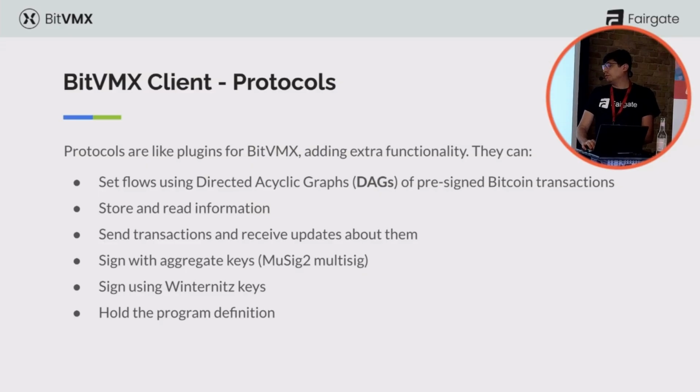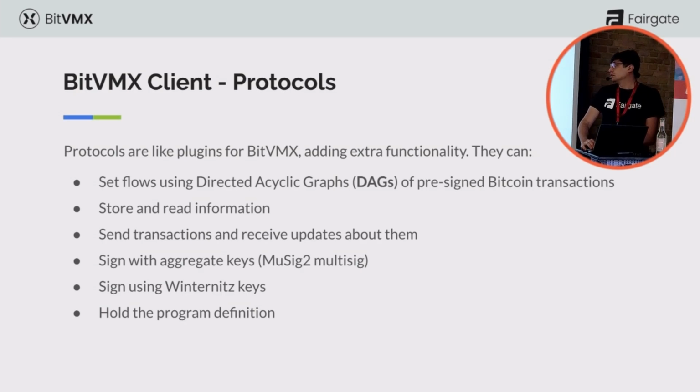Protocols also store and read information from the set bar that we made previously. So each time we set a bar, we are storing information into the protocol. They send the transactions and receive the updates about them. This is done automatically, so the BitBMX client has the power of sending transactions and listening to them to understand if they were sent on chain, they need to be sped up, or they were cancelled or rewritten.